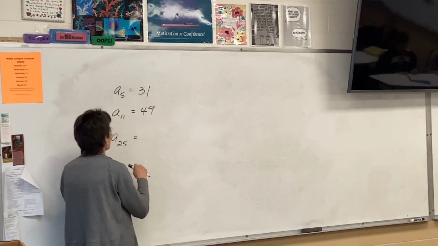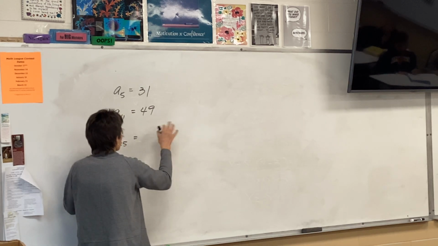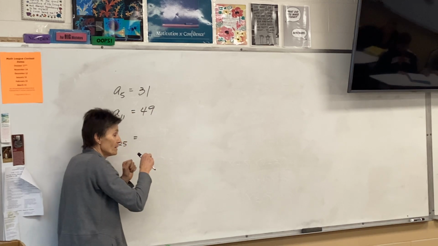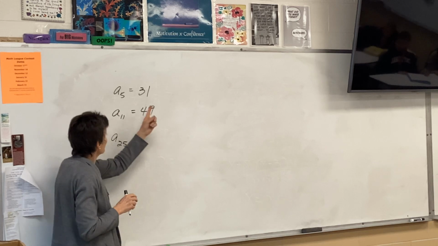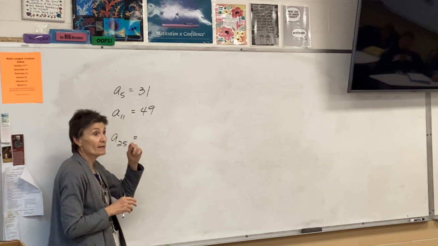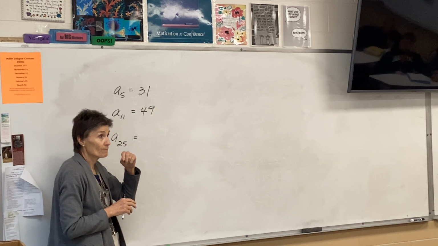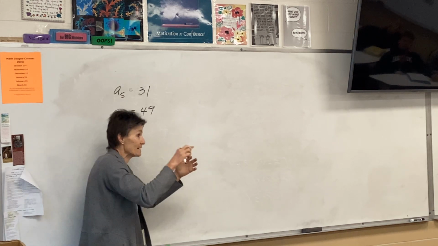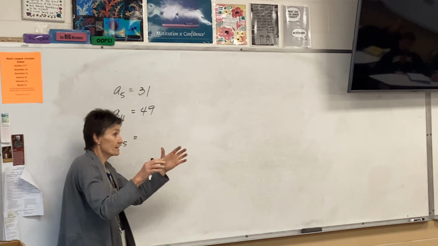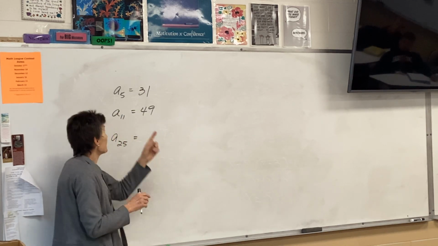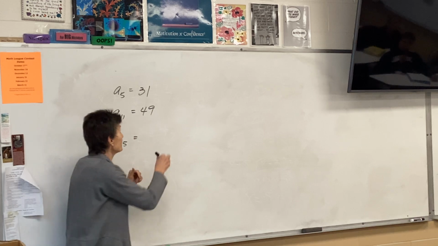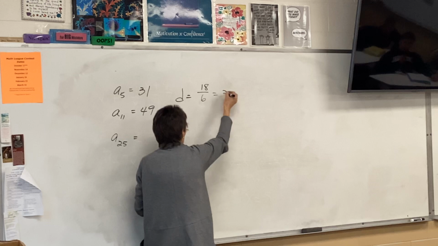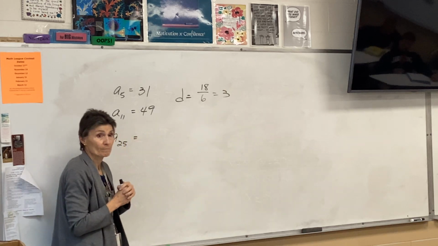So Josie says, if I think of this as a sequence, the 5th term and the 11th term are separated by a total distance of 18. And the difference of the terms is 6, so there'd be 6 steps I would take to get from 5 to 11. And a total distance of 18, so my common difference is 18 divided by 6, or 3. Does that make sense to everybody?